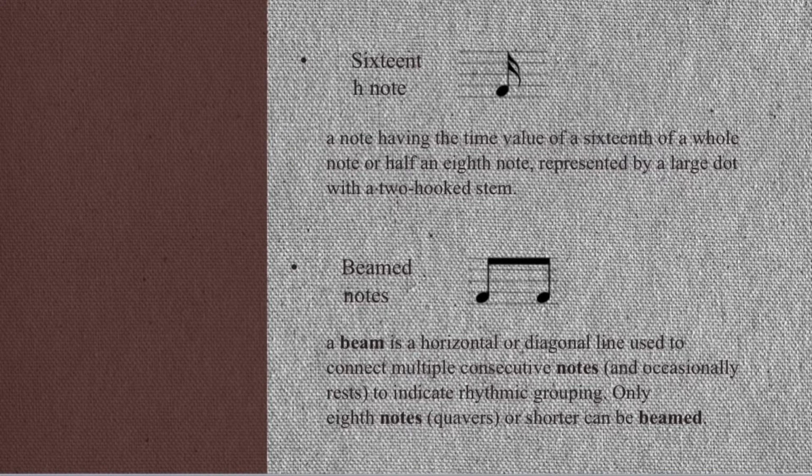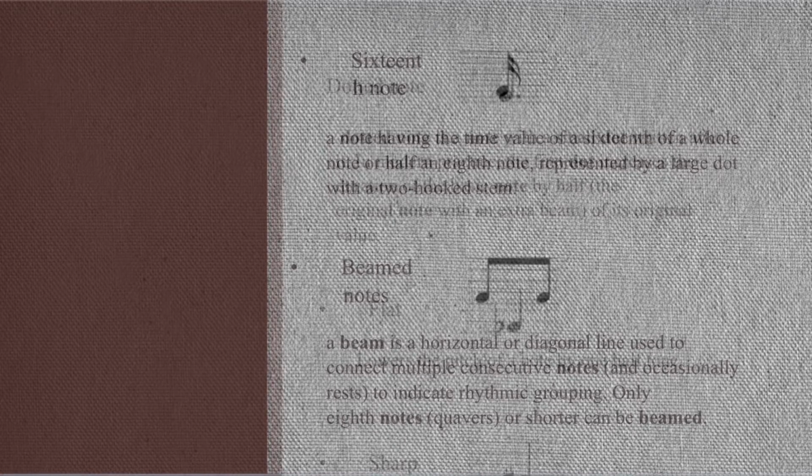Next is beamed notes. A beam is a horizontal or diagonal line used to connect multiple consecutive notes to indicate rhythmic grouping, and only eighth notes or shorter can be beamed. So beams connect eighth notes and notes of shorter value and are equivalent in value to flags.